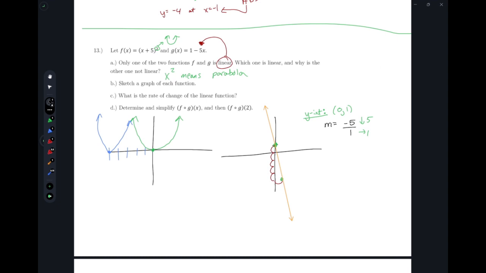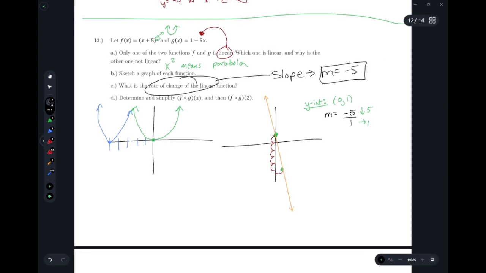Now, what is the rate of change of linear? Ooh, we got to know what rate of change means. Slope. So do we already know that? So m equals negative 5? I'm just kidding. No, we can wait. I go fast.